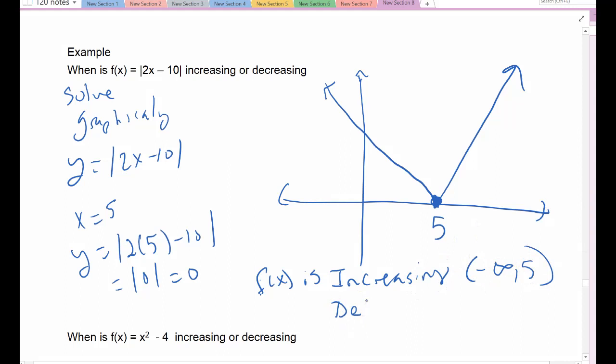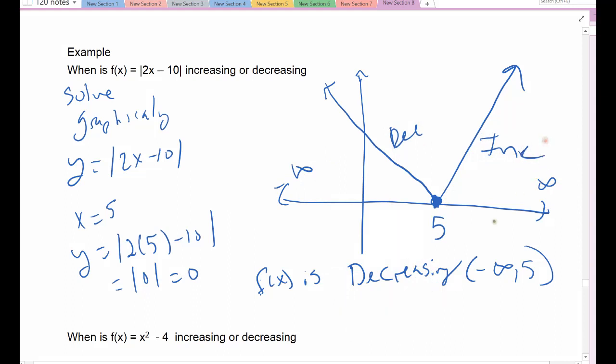And I did that backwards, guys. Sorry, that's where it's decreasing. Let's try this again. It's decreasing from negative infinity, right? This is where it's decreasing from negative infinity to 5. At 5 it stops, and now I'm increasing from 5 to infinity.